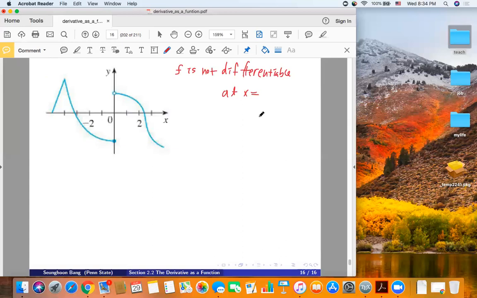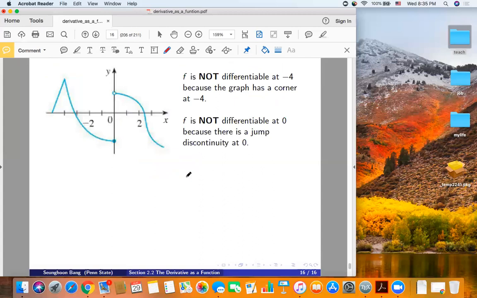So, do you have a corner? Could you get a corner? Yeah, at -4 here. Yes. We have 0, exactly. Jump discontinuity at 0. We have -4, where we have a corner. This is a corner, not differentiable. Here at 0, what happens? Jump discontinuity. So like this, we have 2 points, 0 and -4. Here, the function f is not differentiable.